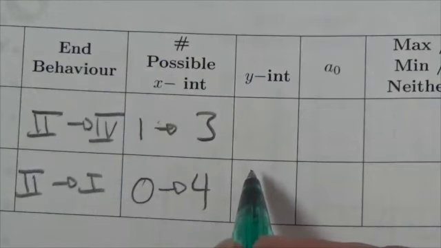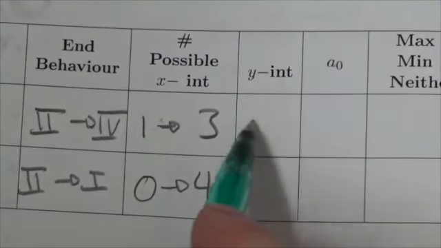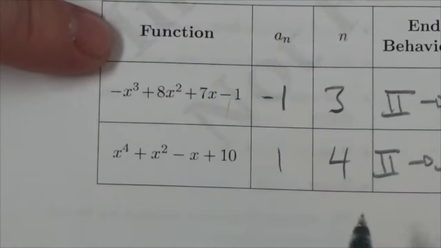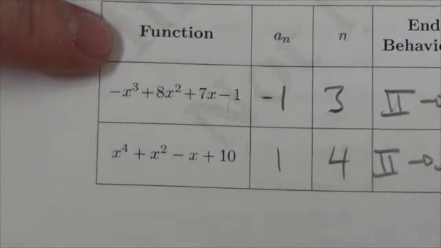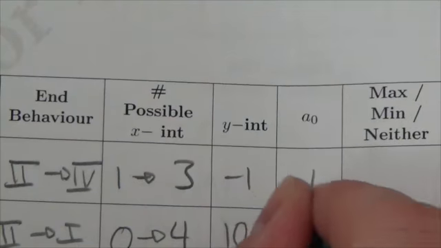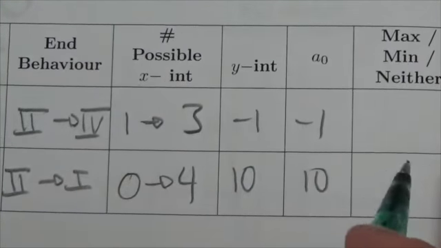The y-intercept, now these next two are actually a little bit redundant here, but the y-intercept here is just going to be the constant term, the -1, and then here it'll be 10. So the y-intercept will be -1, here it's 10, and that's because those correspond to the constants.